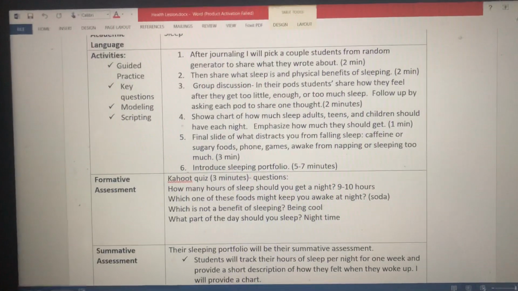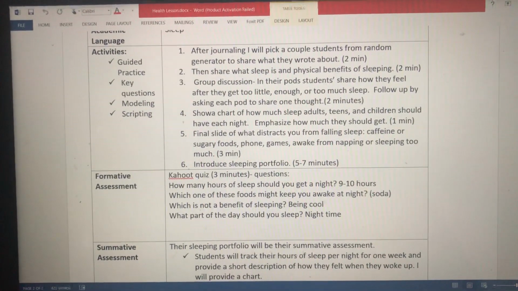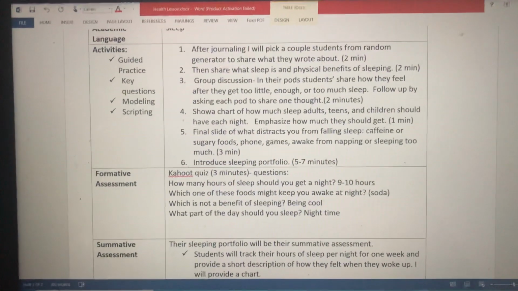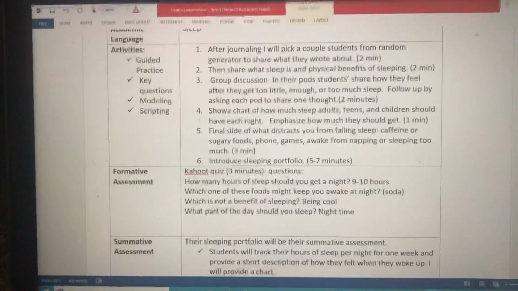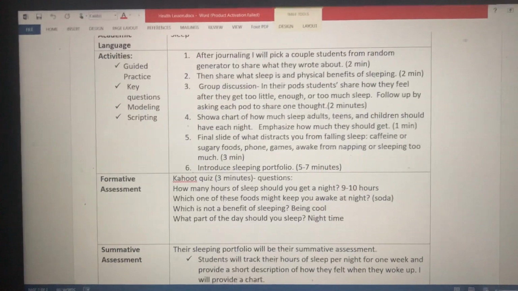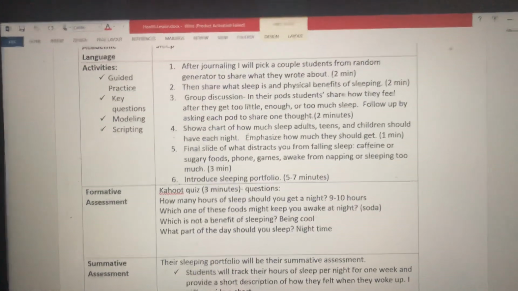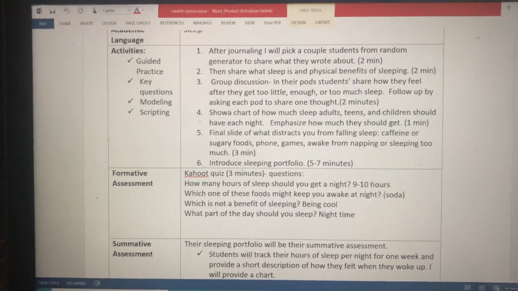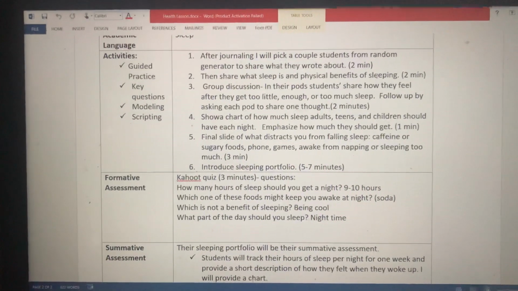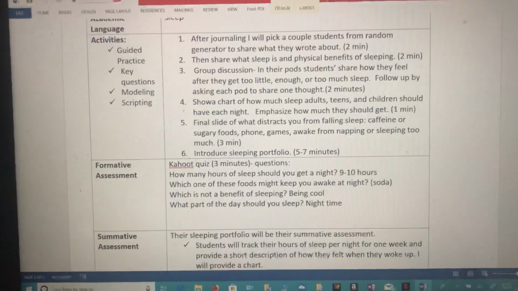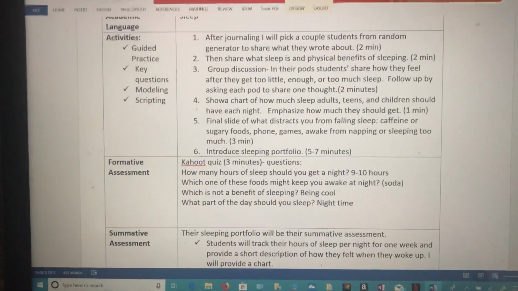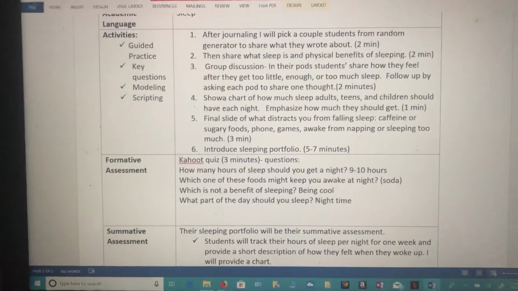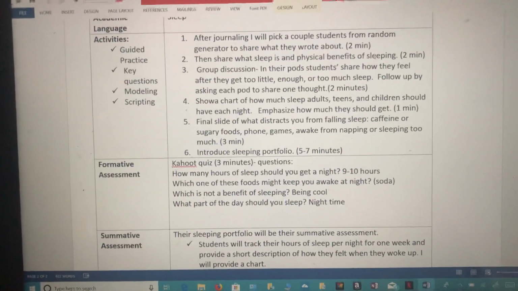And for 4, I'll show a chart of how much sleep adults, teens, and children should be getting each night. And I'll even have the section that they fall under highlighted and emphasize that you should be getting this amount of sleep, which is like 9 to 10 hours each night. And then I'll even say, maybe you should ask your parents when you go home, hey, how much sleep do you think you get each night? Because we learned today that you should be getting this much. And then it can be even the same if they have older siblings.